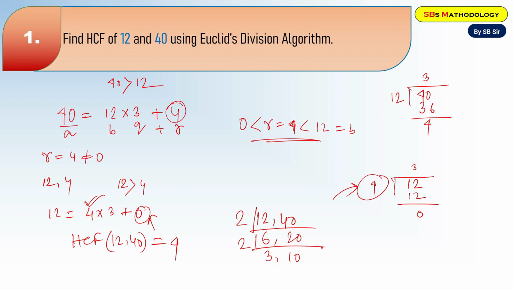Now we cannot divide further because there are no common factors of 3 and 10. So we can say that the number which resides on the left of this division is the HCF. So 2 into 2, that is 4, is the HCF. So we have got the correct answer by Euclid's division algorithm. Let's take another example which is bigger than that.